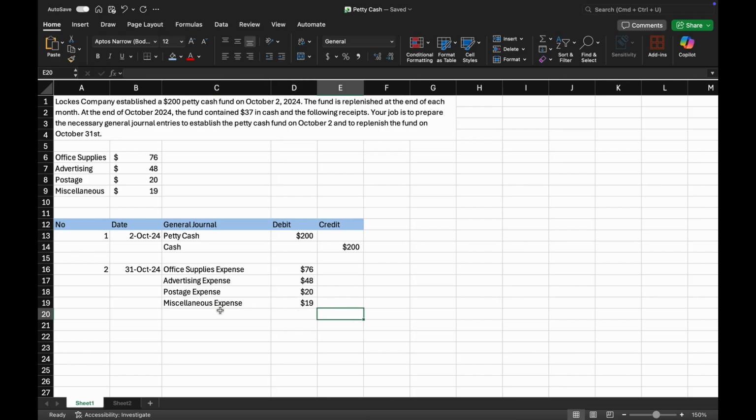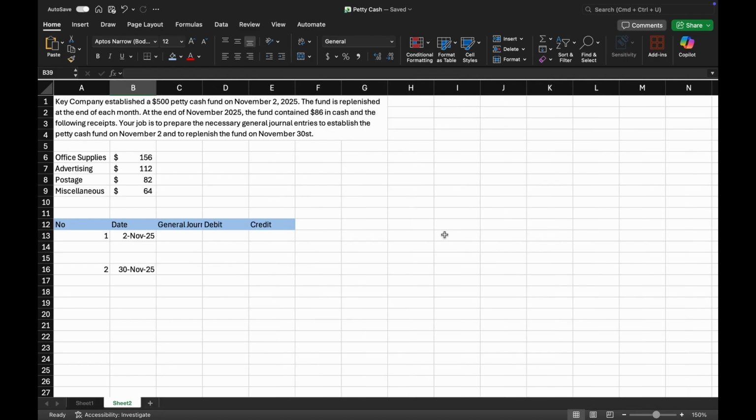Now add all these debits up to find the amount cash needs to be credited to replenish the fund. In this case, summing all of our expense accounts comes out to a credit of $163 to the cash account to replenish the fund. Alrighty, now that we have done that problem, I'm going to give you another one and let you do it on your own before walking it through.